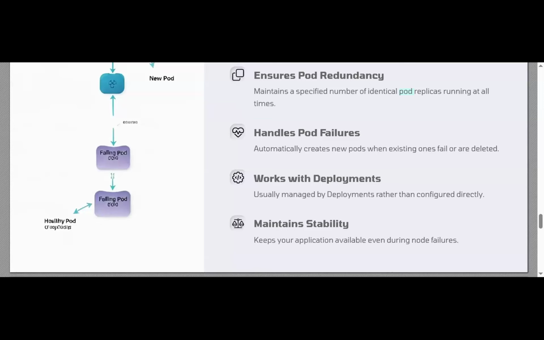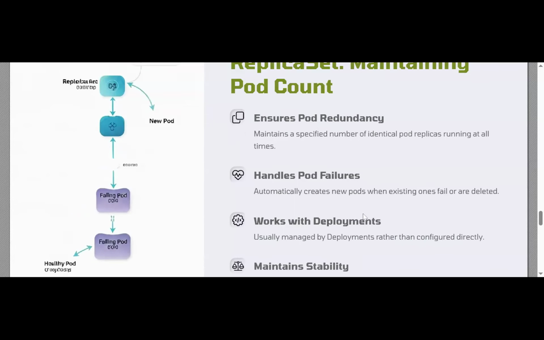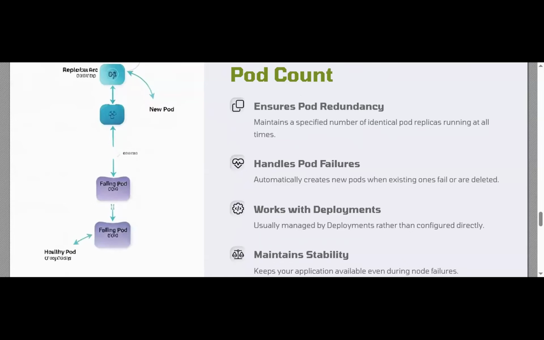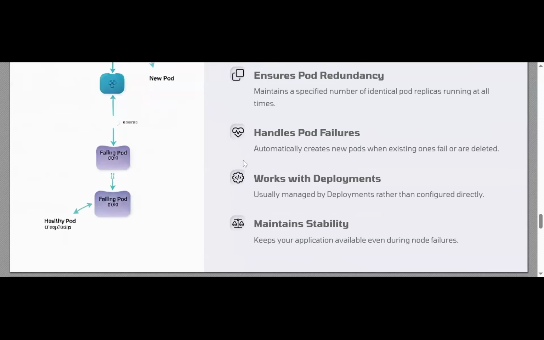Handles pod failures, so it automatically creates new pods when existing ones fail or are deleted. So pod failure is also handled by itself. It works with deployments, usually managed by deployments rather than configured directly. Next, it maintains stability. It keeps your application available even during a node failure, so your application will keep on running. That's what the replica set is mainly needed for.